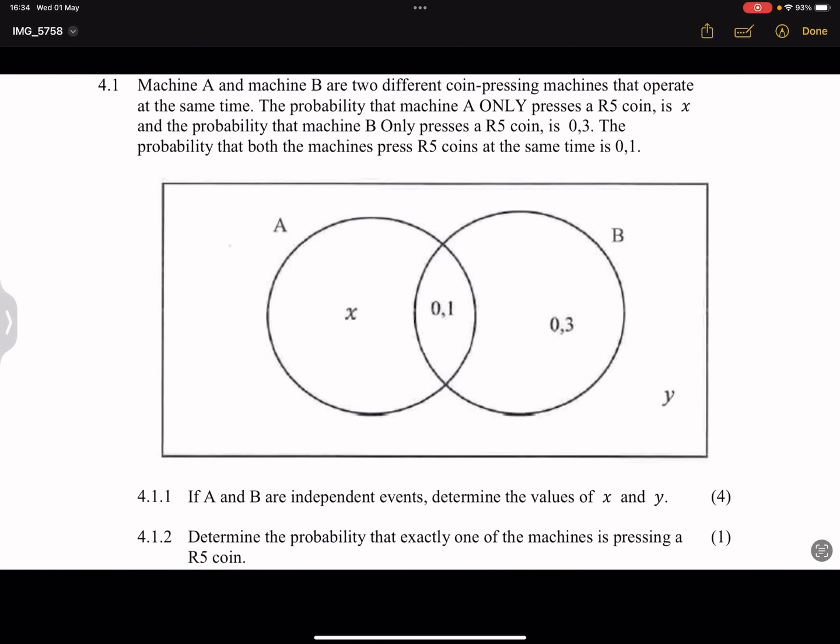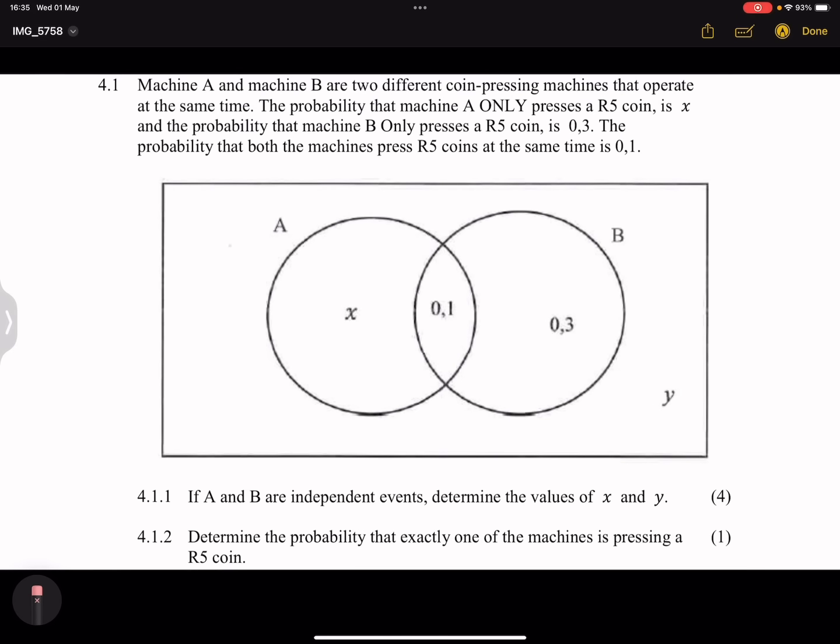The probability that machine A only presses a 5 rand coin is X. Okay, so there we see it in that there. So that's A only. So that means that that will be X. And the probability that B only presses a 5 rand coin is 0.3. So it is that area over there, right? So that's 0.3. And the probability that both the machines press the 5 rand coin at the same time is 0.1. So that would be the probability of A and B. This is over here, right?